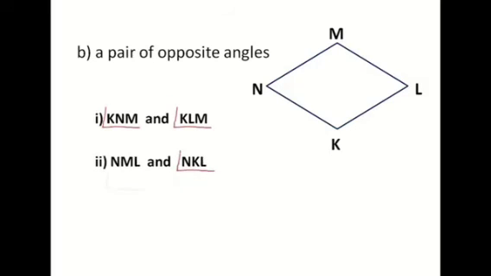And mention the notation for your angle. The symbol of angle is also very much important, so don't forget it. So you can see KNM and KLM, they are one pair of opposite angles. Another one is NML, yes, and NKL, they are also an opposite pair of angles.